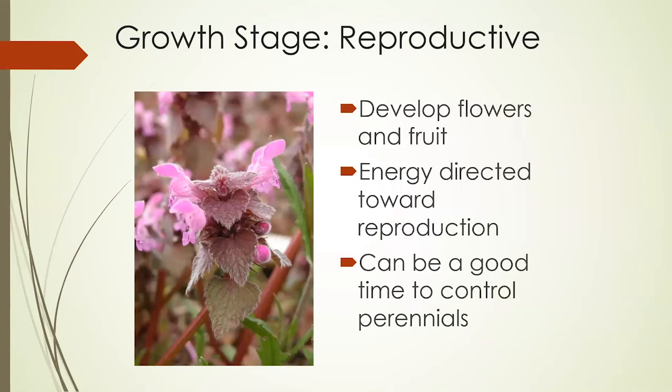Then we have the reproductive growth stage, and all the energy is kind of directed towards reproduction. So you're developing flower and fruit and seeds. For perennials, this can be a good time to control it. For annuals and biennials, you're kind of too late at this point in time. And when we get to chemical controls, we'll discuss that further.